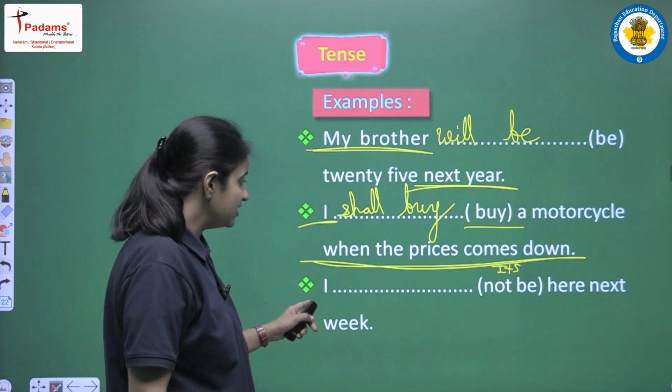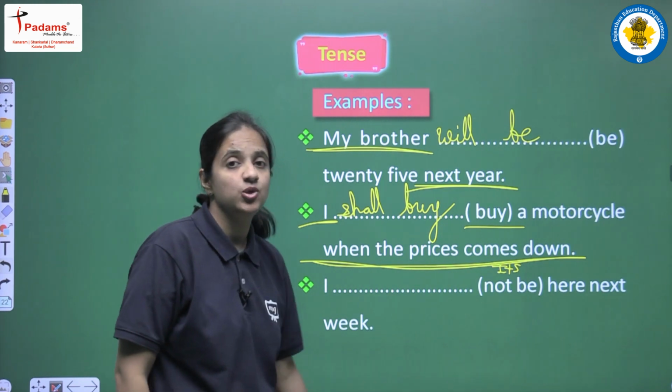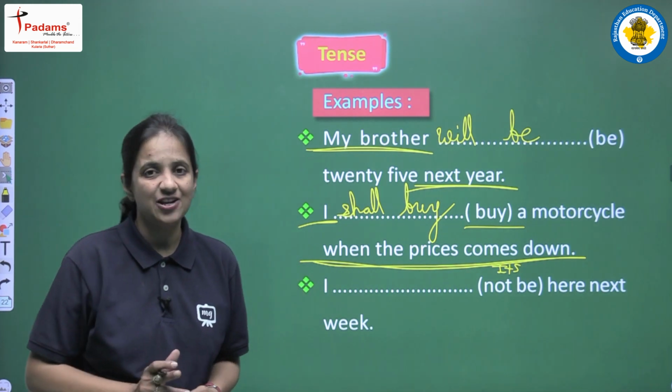Clear? Next is, I not be here next week. So this is the negative sentence that we are having here.